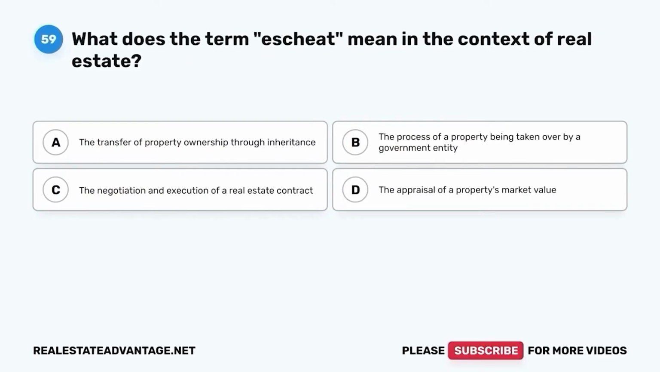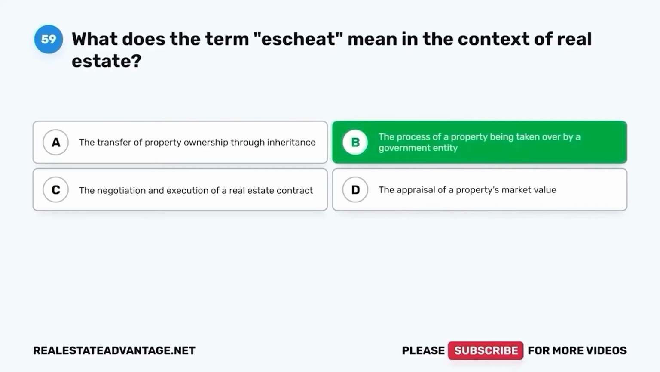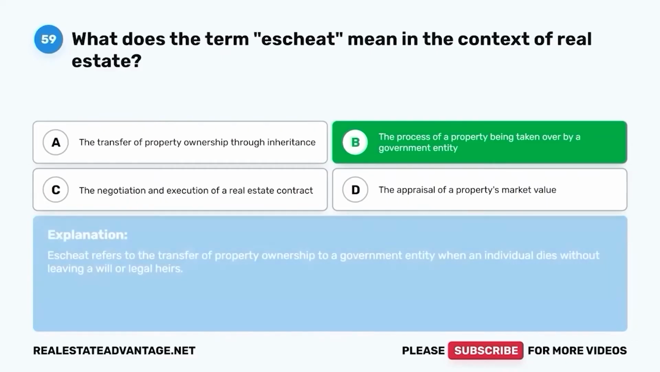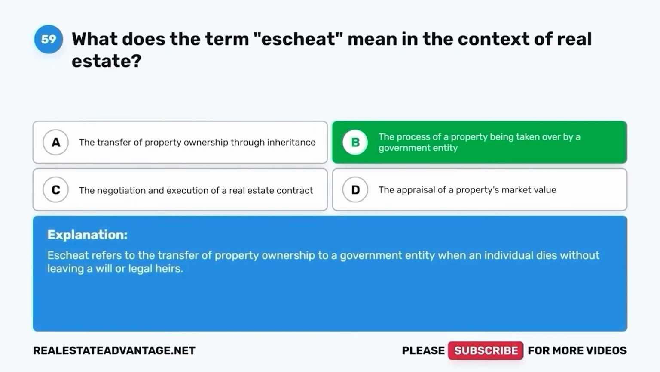Question 59. What does the term escheat mean in the context of real estate? A. the transfer of property ownership through inheritance. B. the process of a property being taken over by a government entity. C. the negotiation and execution of a real estate contract. D. the appraisal of a property's market value. The correct answer is B, the process of a property being taken over by a government entity. Escheat refers to the transfer of property ownership to a government entity when an individual dies without leaving a will or legal heirs.